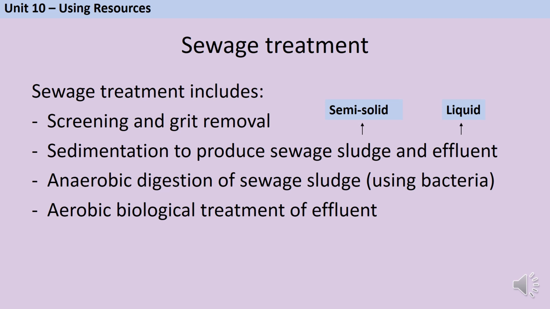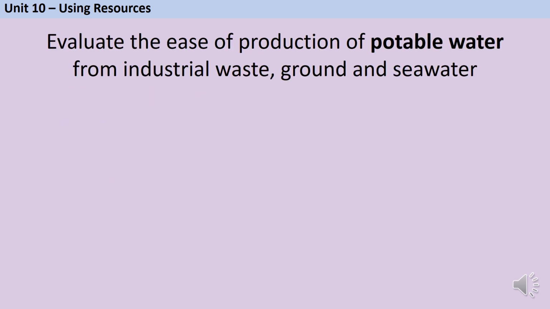The sewage sludge is going to be anaerobically digested. So anaerobic, you hopefully know from biology, means without oxygen, and certain bacteria are going to break that down. And then there's also aerobic biological treatment of the effluent. Rather than just describing how to make potable water from a particular source, you could be asked to evaluate which source is easier to make water from.